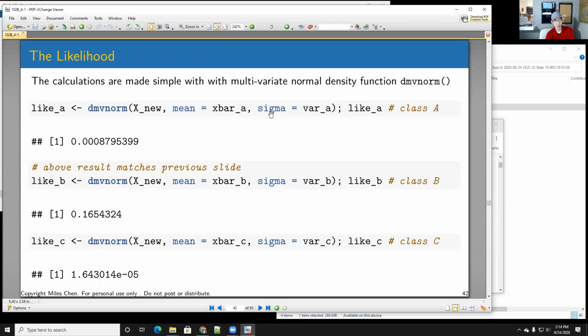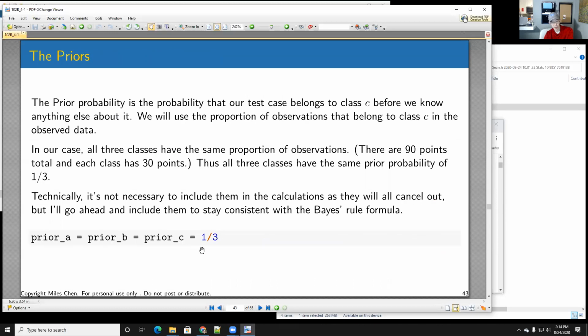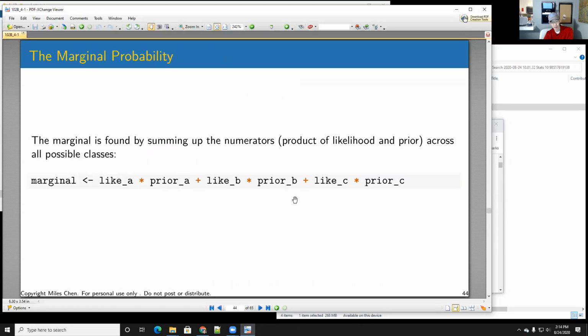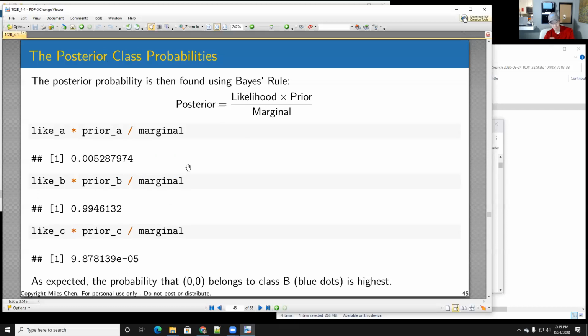So I hope this is okay. The likelihood, again, we found using the multivariate normal density. The priors we just set to 1/3, and for the marginals we summed up the numerators, which is the product of the likelihood and the prior for all of the classes. And so the posterior probability using Bayes' rule is going to be the likelihood of class A multiplied by the prior probability of class A divided by that marginal probability, so that everything sums to 1.